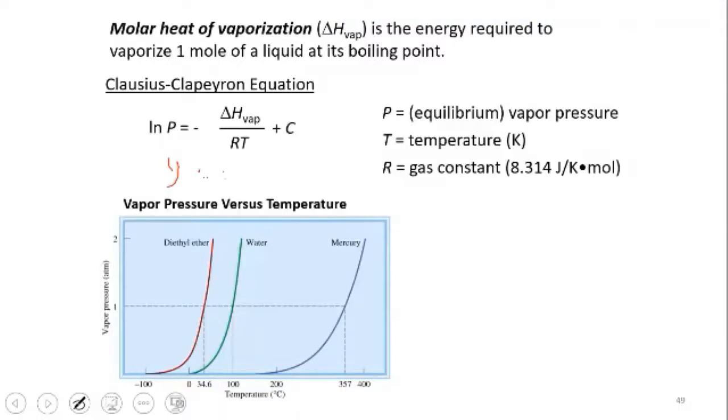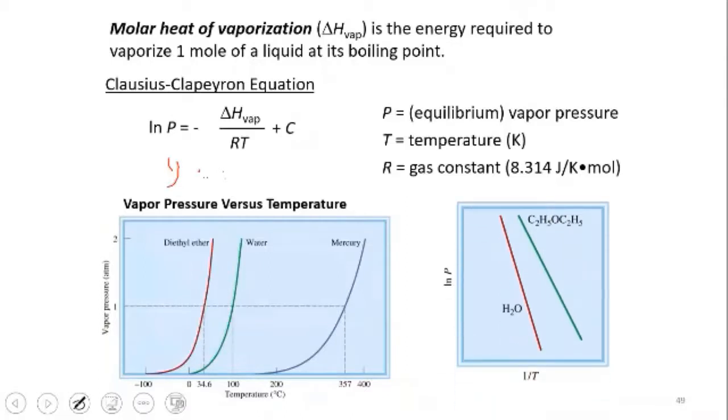Minus delta H over R would be the slope. 1 over T, the reciprocal of the temperature, would be the x. And C is a constant that we're not going to deal with right now. It's just the intercept. So that means that you can draw a graph where you measure the vapor pressure of the liquid at different temperatures, and we have the graphs right here on the left, and you plot the natural log of the vapor pressure against the reciprocal of the absolute temperature, and yes, you get a straight line.